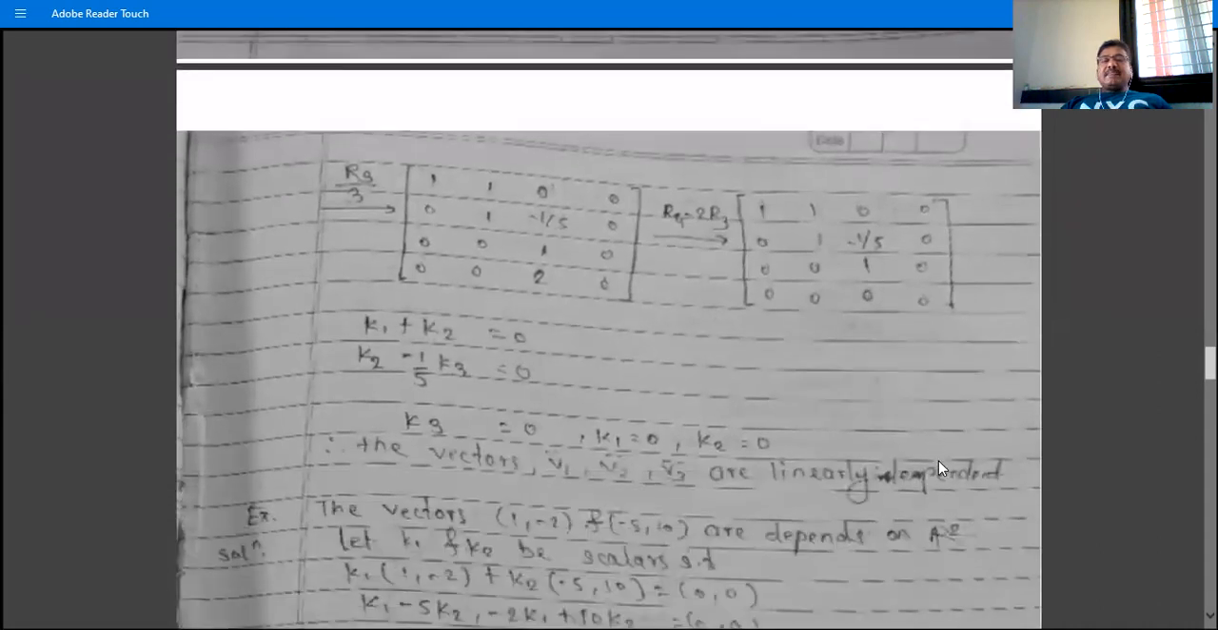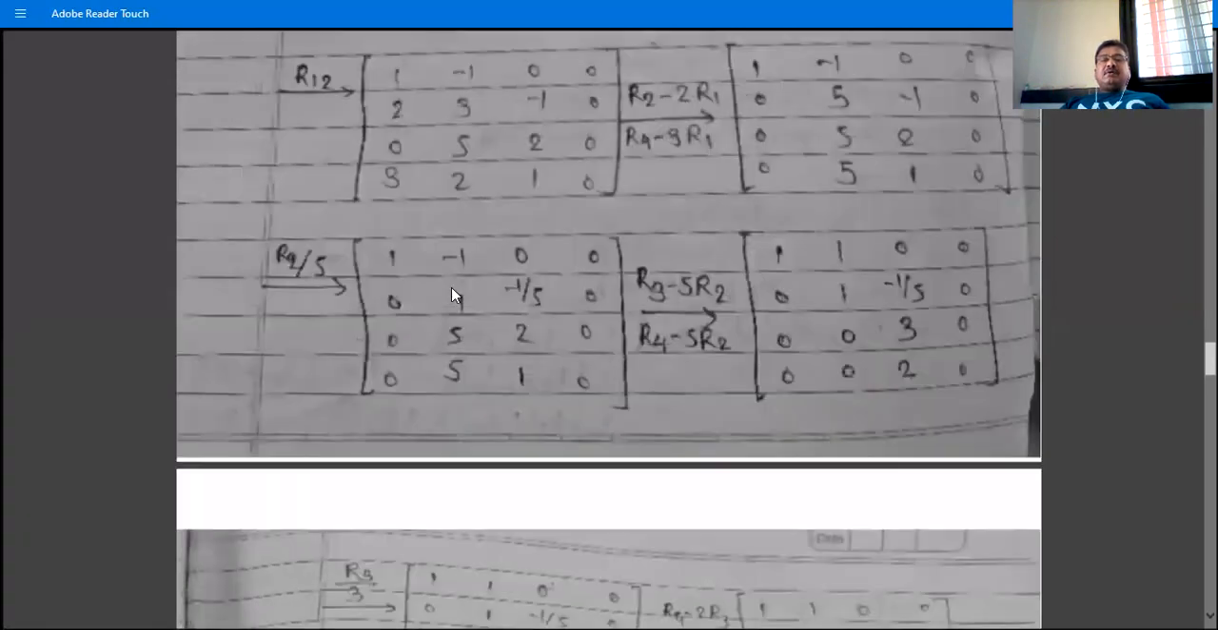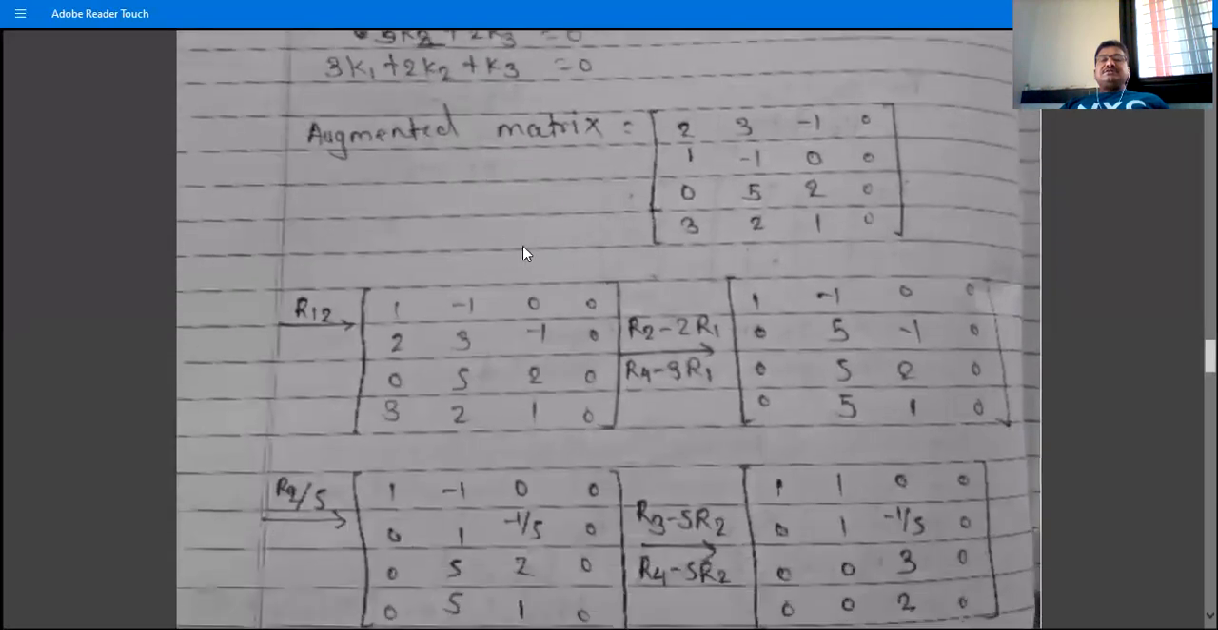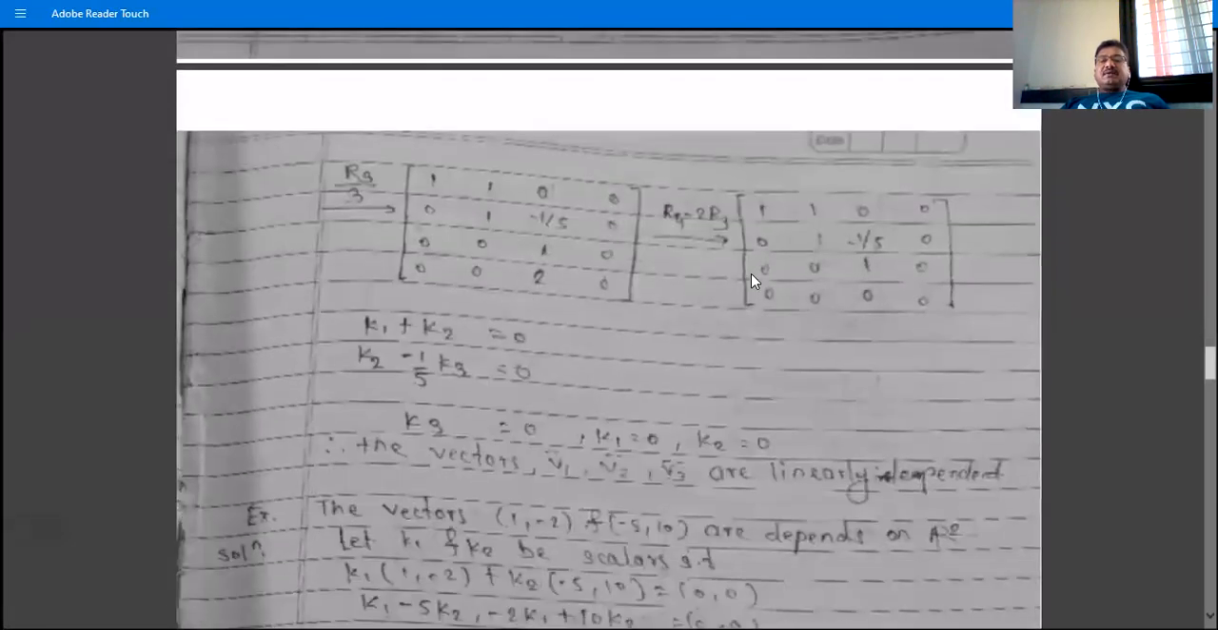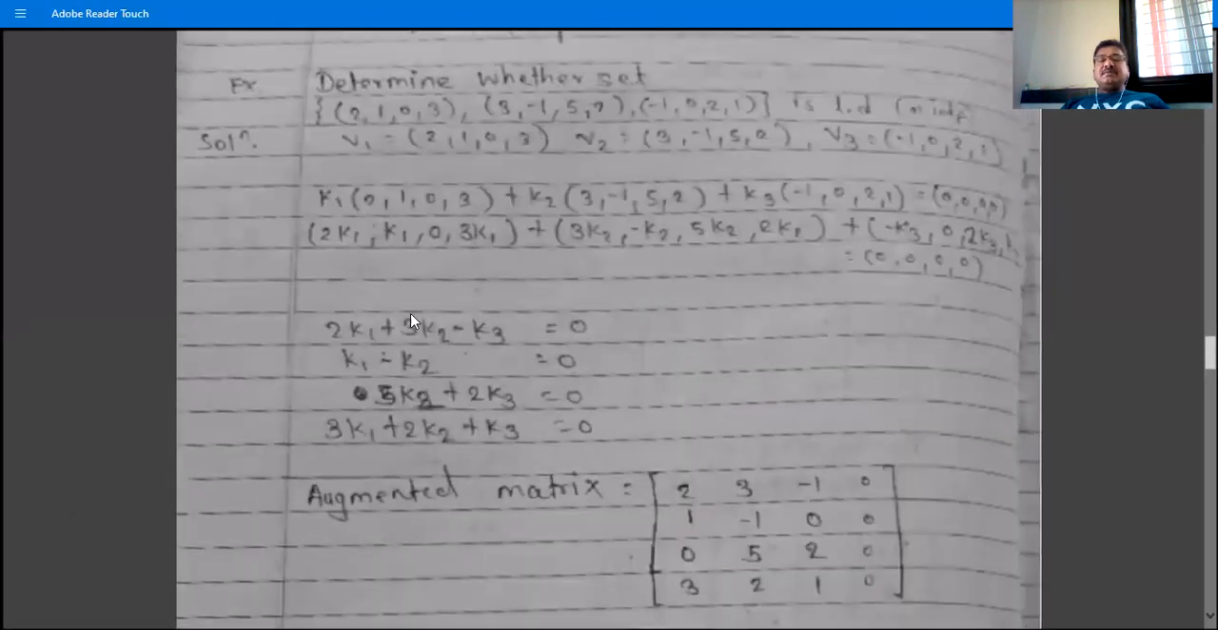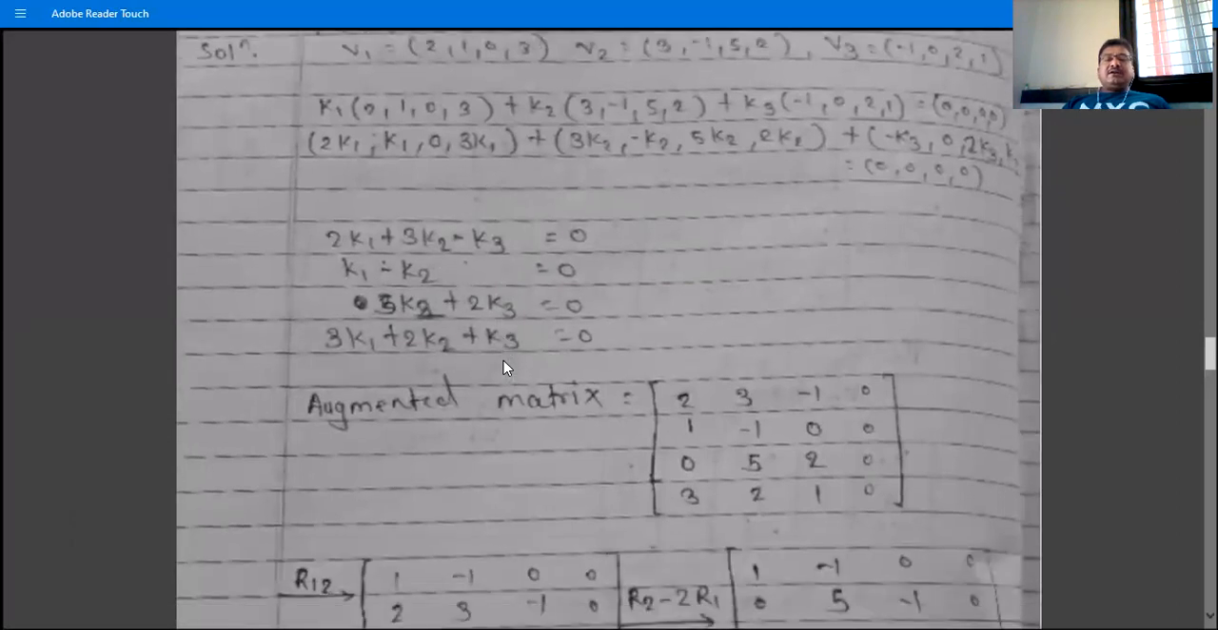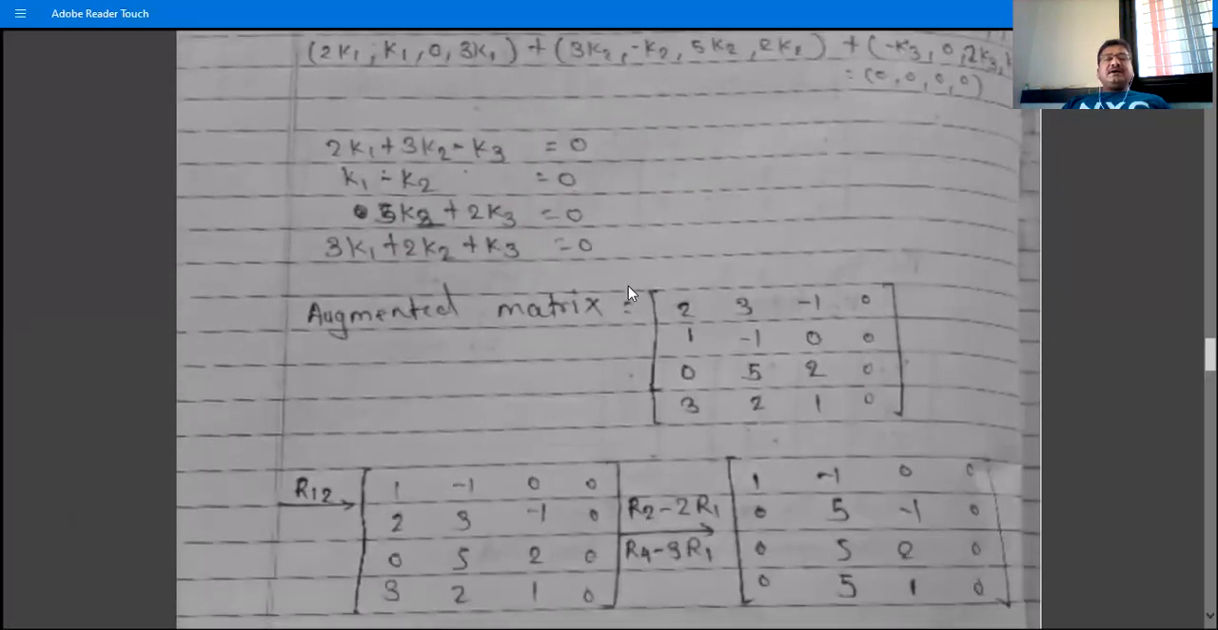So what is the rank of A? Rank of A is 3 and rank of the augmented matrix is also 3, and the number of unknowns is 3, so the system has a unique solution. And obviously, this is a homogeneous system, and if the system has a unique solution, then all the unknowns are equal to 0. In the case of a homogeneous system, if the system has a unique solution, then the values of all unknowns are 0.